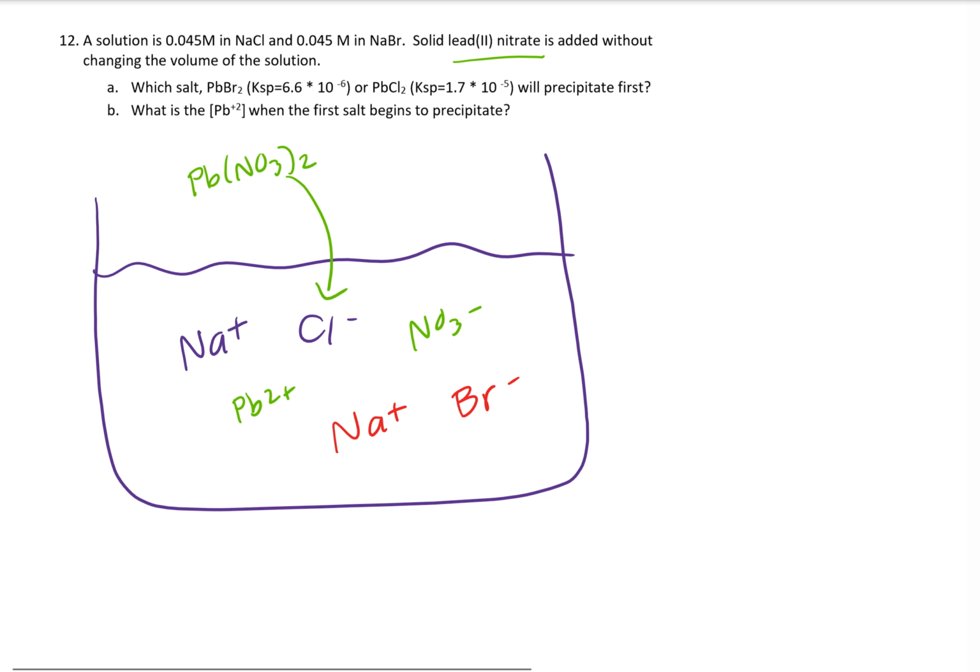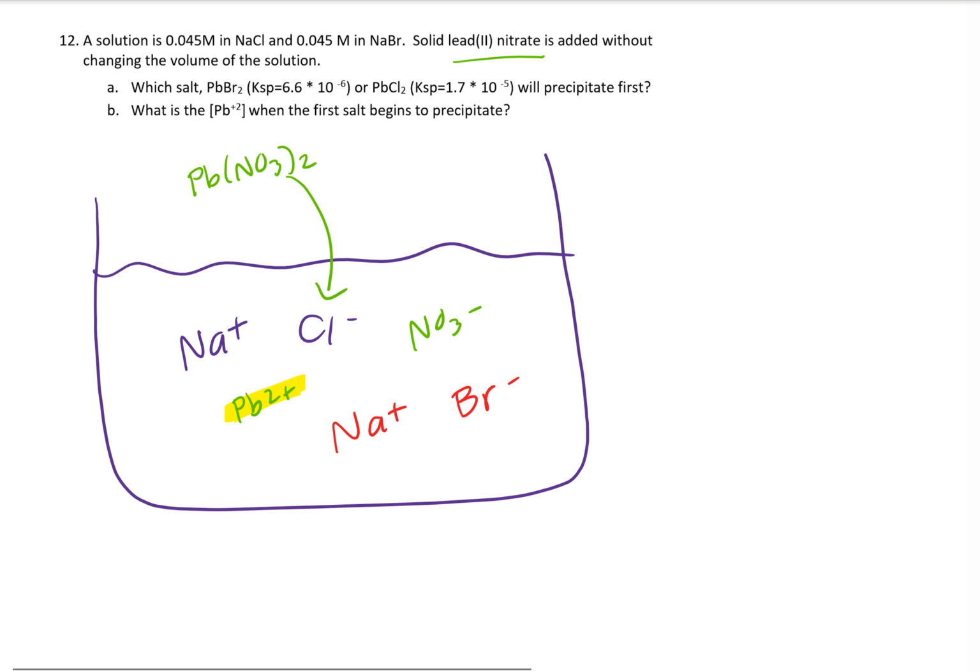But what I really want to focus in on is that lead 2+ ion. Once that lead 2+ ion is in the water, it's going to do 2 things, or possibly 2 things. That lead can pair up with the chloride, okay, and make insoluble lead 2 chloride precipitate, or it can pair up with the bromide ion and make insoluble lead 2 bromide. So again, we have these 2 possible insoluble salts that could precipitate out. And again, whichever one has the lower lead ion requirement will be the first one to precipitate. So we're in that selective precipitation mode.